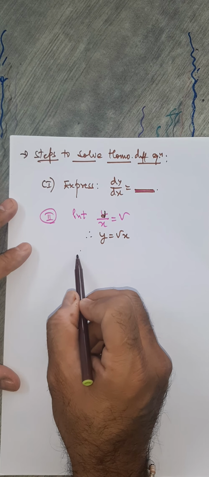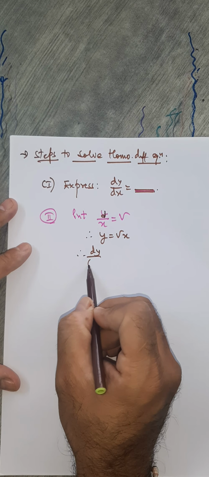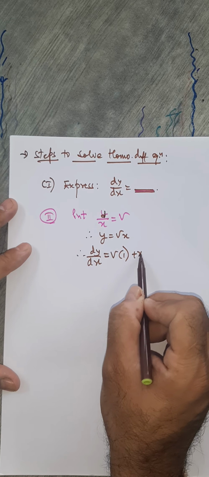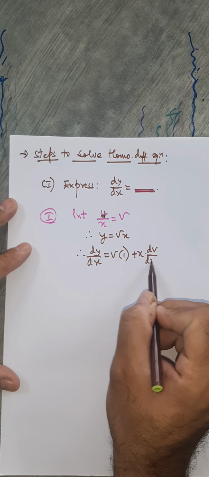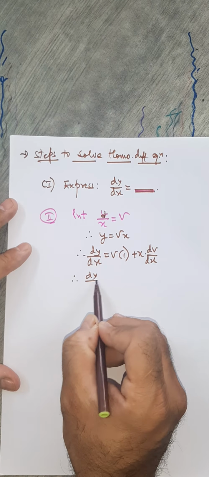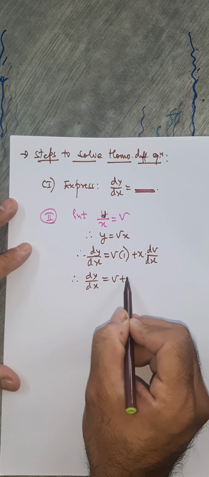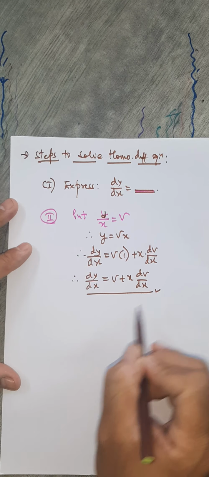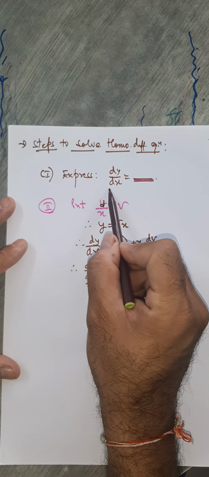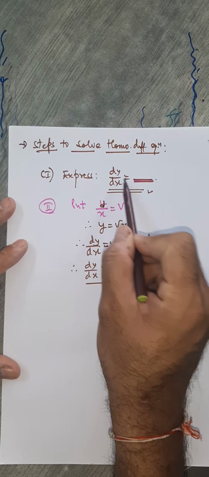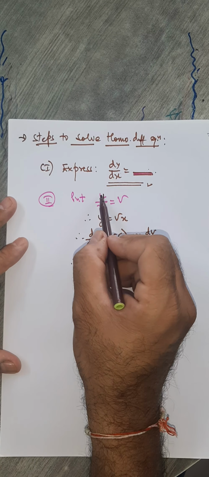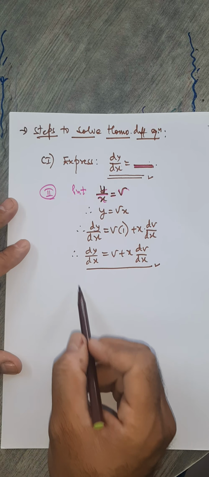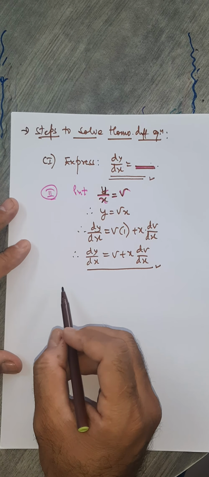Now once you do the substitution, you need to differentiate it. So dy by dx, v as it is, here x as it is, and this is dv by dx. So therefore dy by dx equals to v plus x into dv by dx, remember. This is what you need to use. Step number 1, express in this form, dy by dx equals to something. Put y by x equals to v substitution. Therefore after the differentiation you have this.